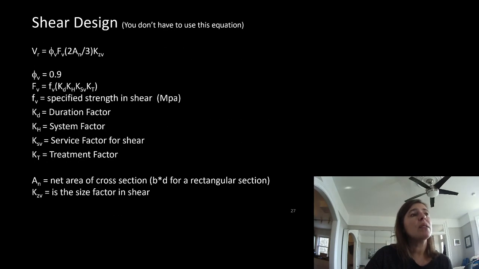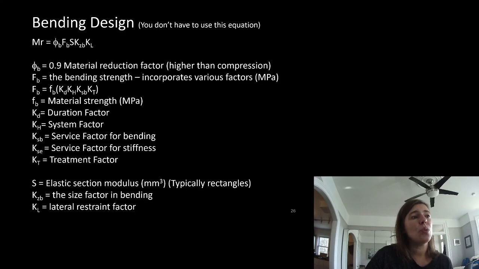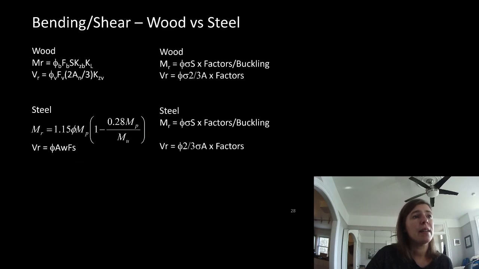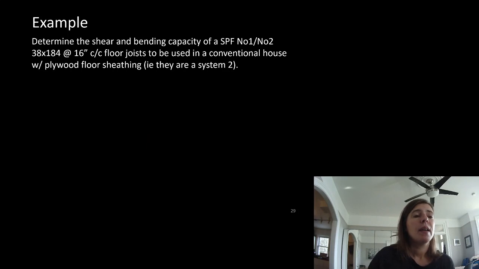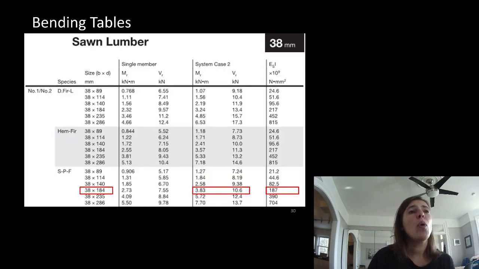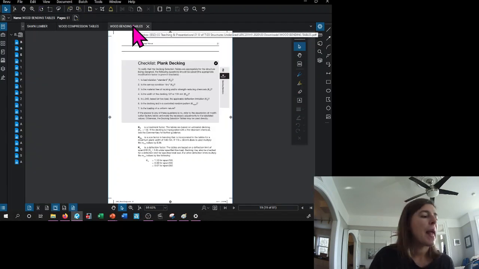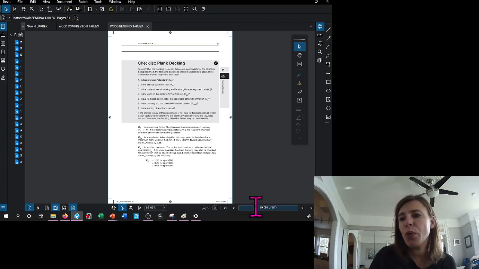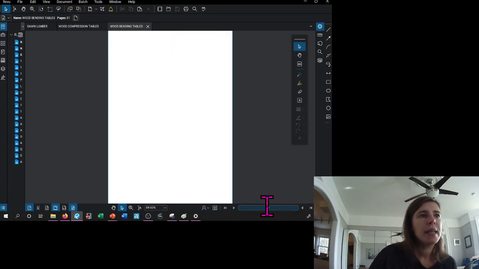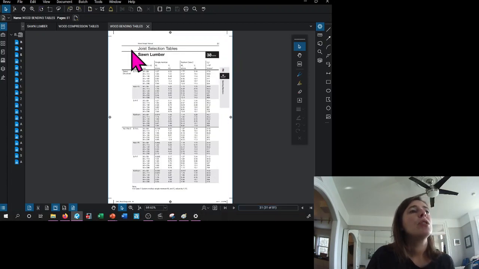So we could have plugged all of that into these 2 equations if we felt like it. But instead, we're going to go to the sawn lumber charts. Let's actually bring that up for you so that you can see it at a glance. Let's go to the wood bending tables. And on page 31, we have the joist selection table for sawn lumber.